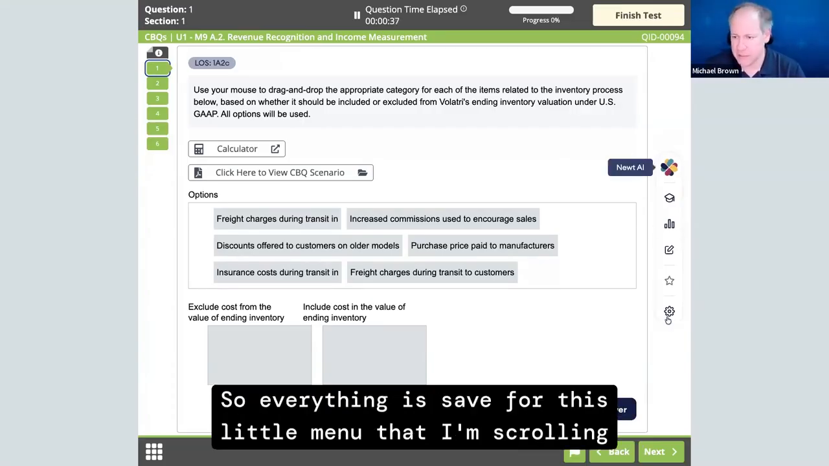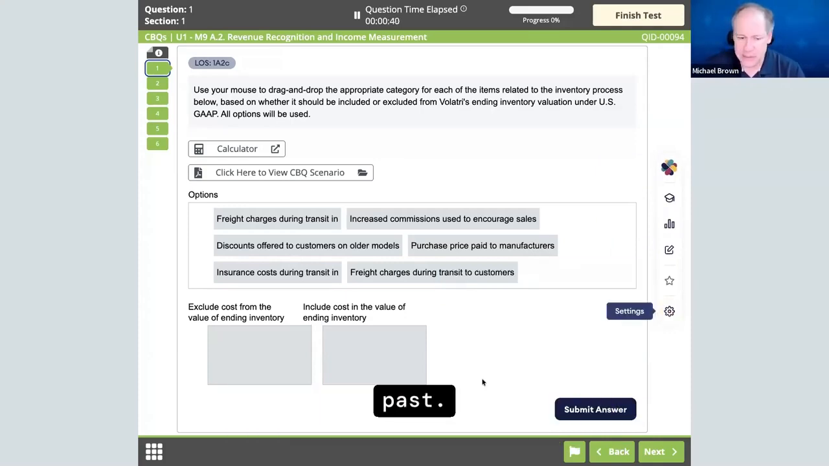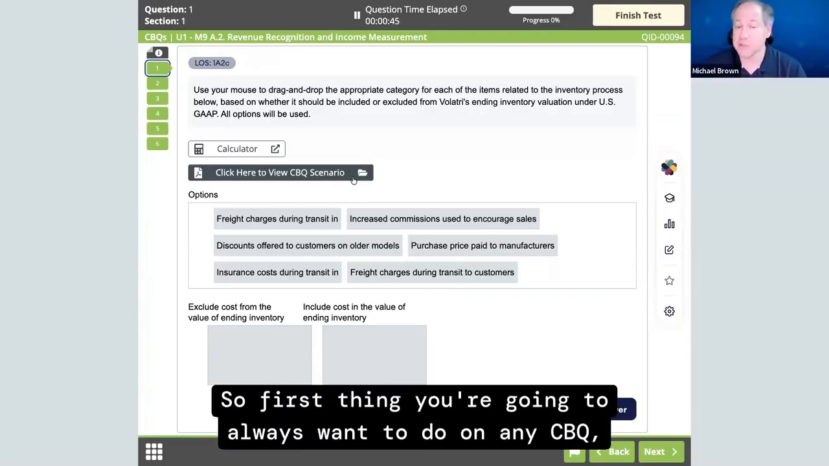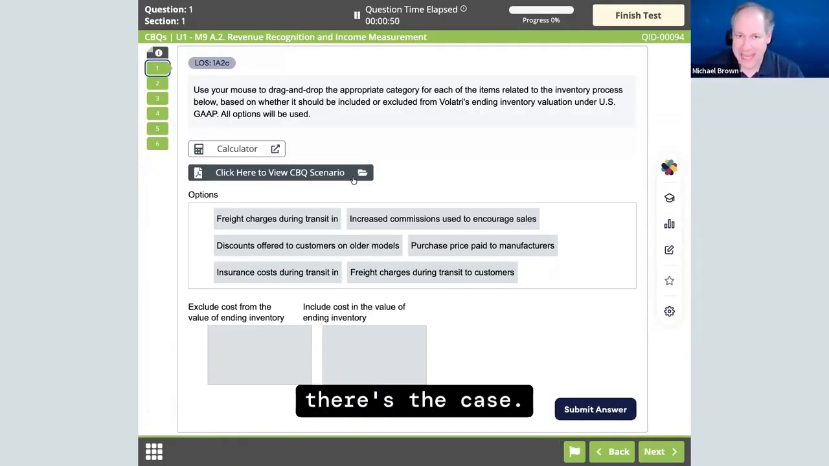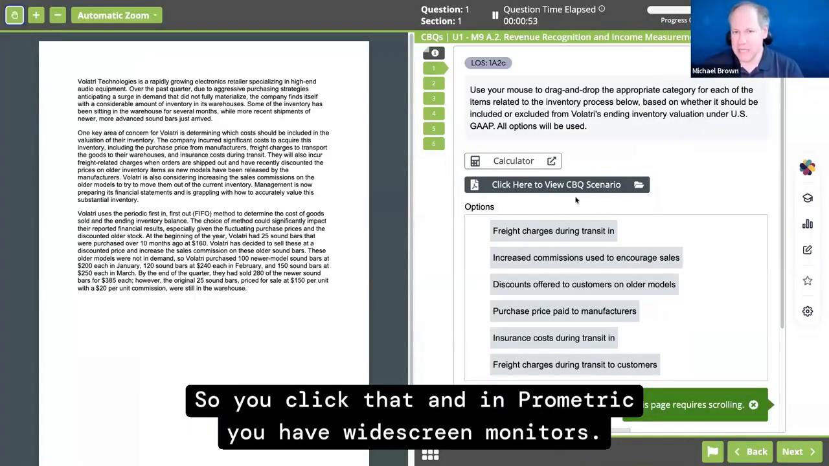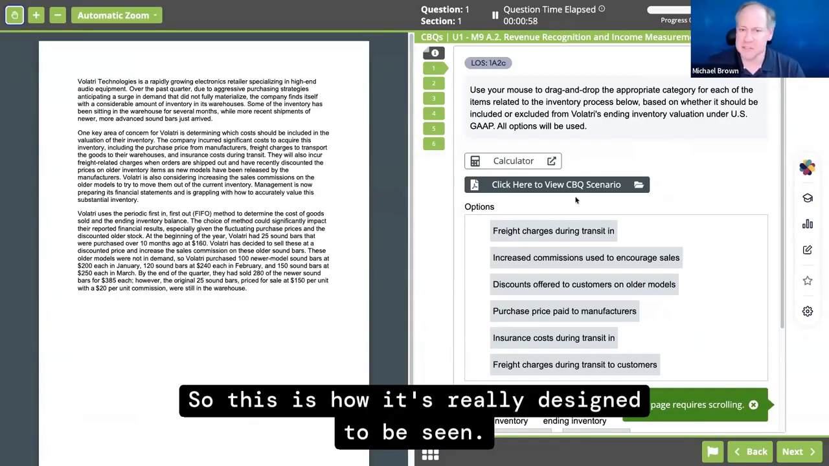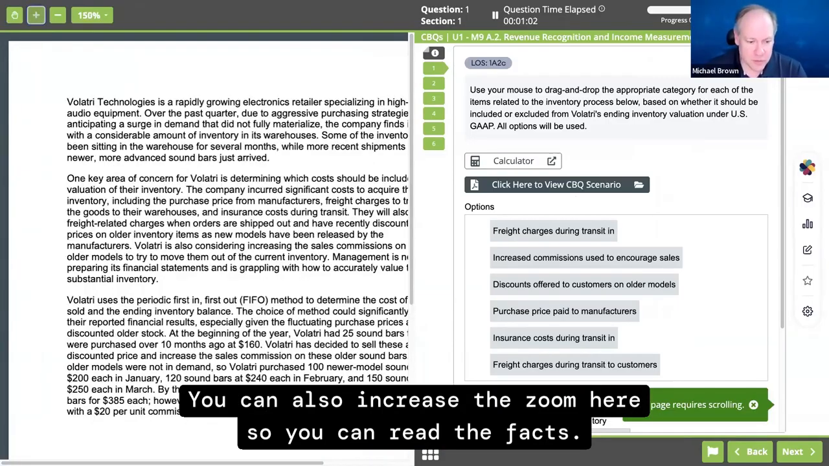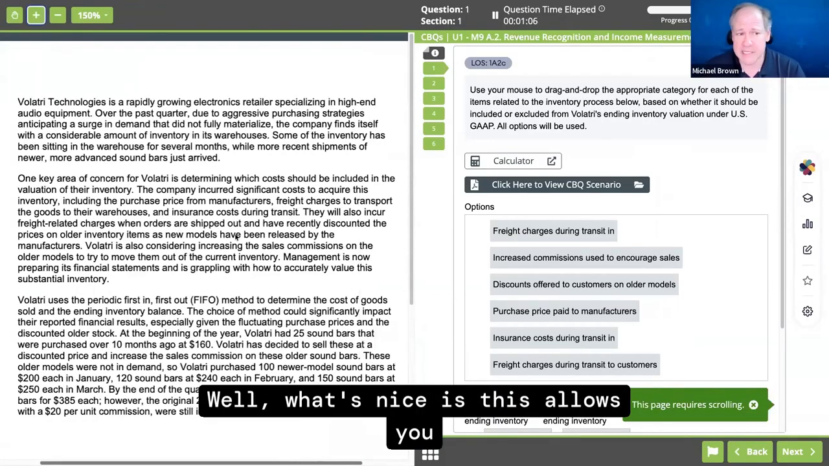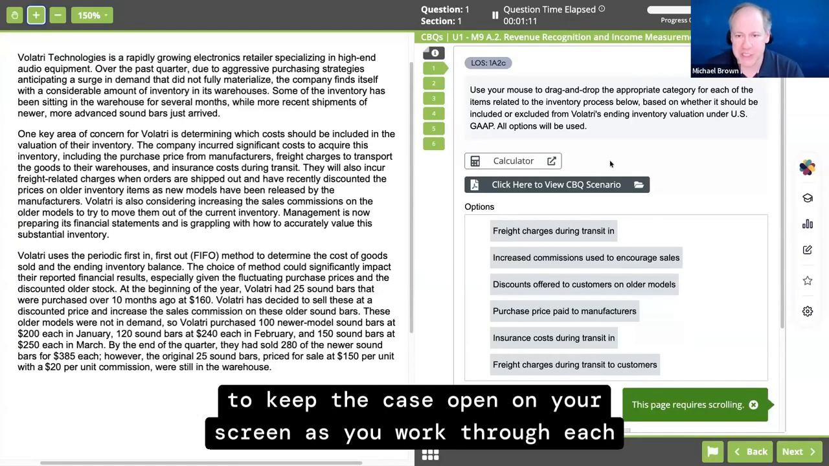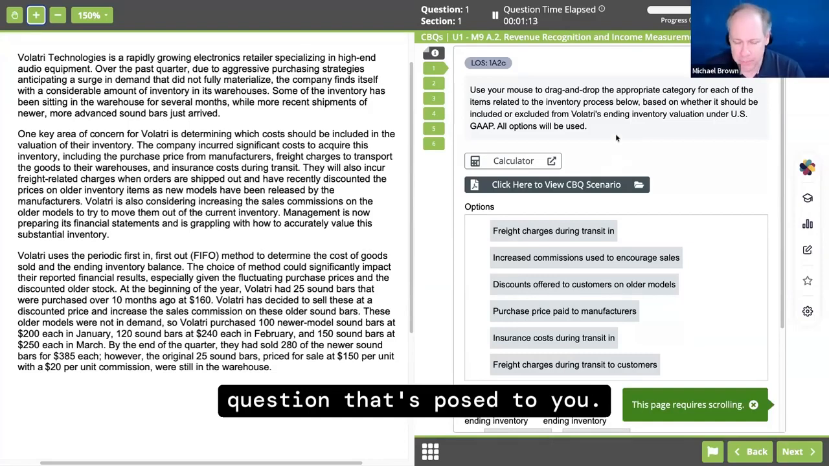So everything save for this little menu that I'm scrolling past is exactly how it should appear when you go to take your exam. So the first thing you're always going to want to do on any CBQ, there's the case. You click that, and in Prometric, you have widescreen monitors, usually 21-inch, give or take. So this is how it's really designed to be seen. You can also increase the zoom here so you can read the facts. But what's nice is this allows you to keep the case open on your screen as you work through each question that's posed to you.